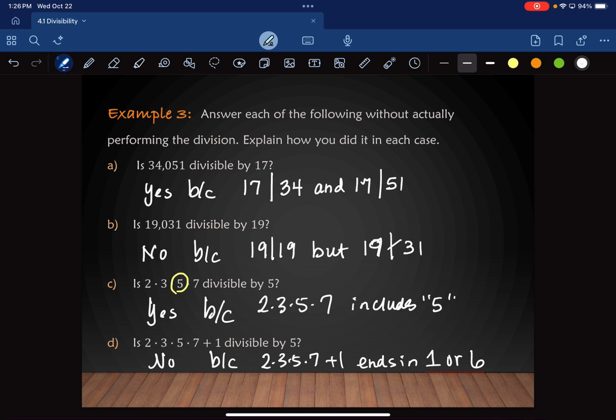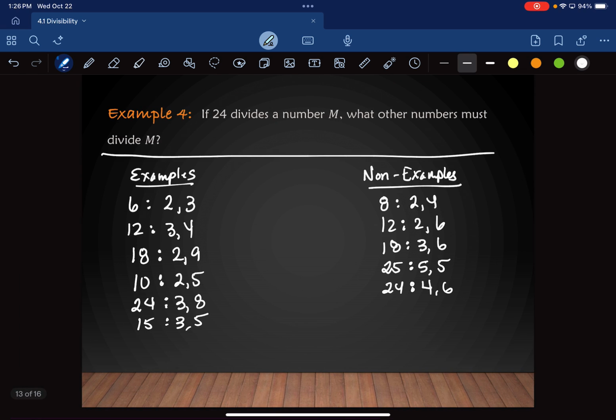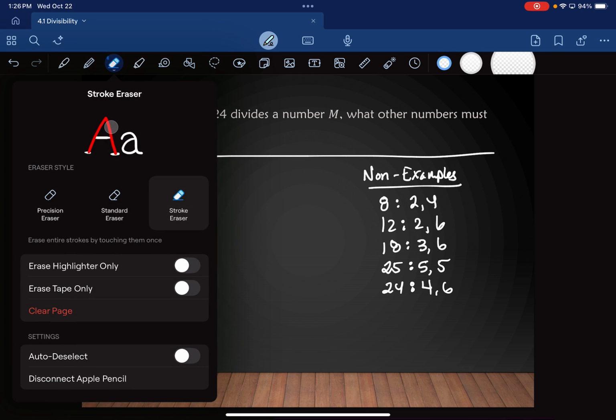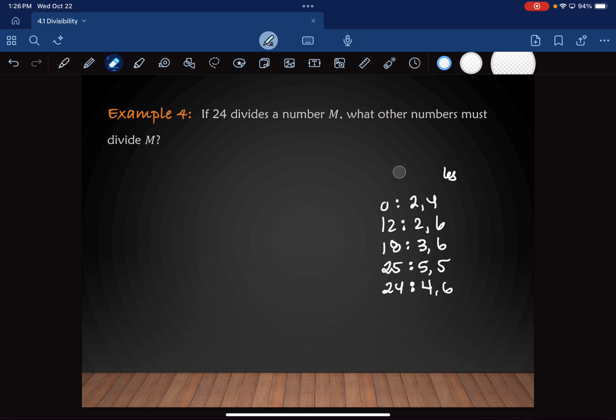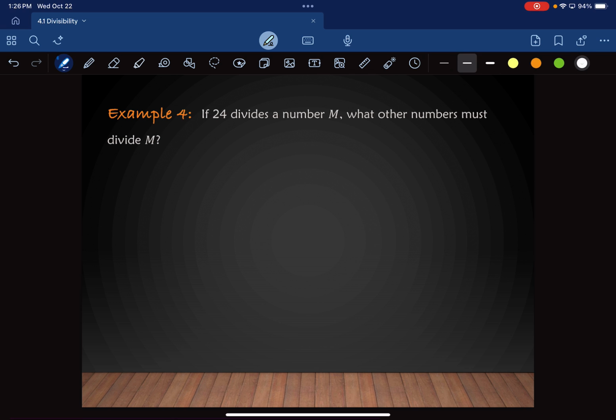Okay, I'm going to have to clear the screen on the next one because we used it last time for some other stuff. All right, so let's see. All right, this question says, if 24 divides a number, m, what other numbers must divide m?